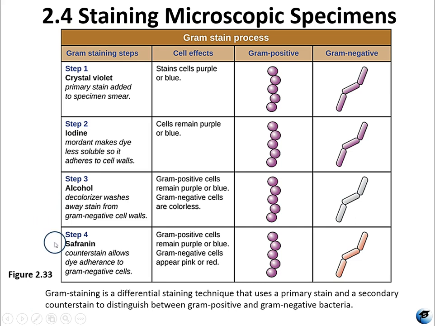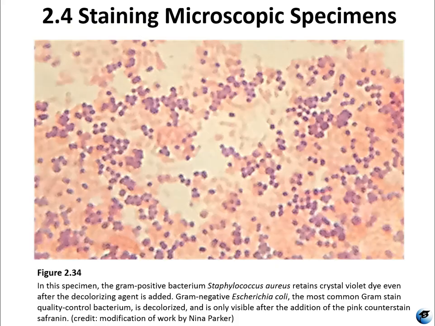And then step 4 is another basic stain. So if going into step 4 they already have a stain attached to them, then they won't change. But if they don't, then they'll take on the basic dye just like a regular simple staining technique. So step 1 is a simple stain, step 4 is a simple stain. And in between you have a mordant step and the decolorizing step, okay? And then at the end, when you visualize the cells, if they're gram-positive, they should be purple, and if they're gram-negative, they should be pink or red.